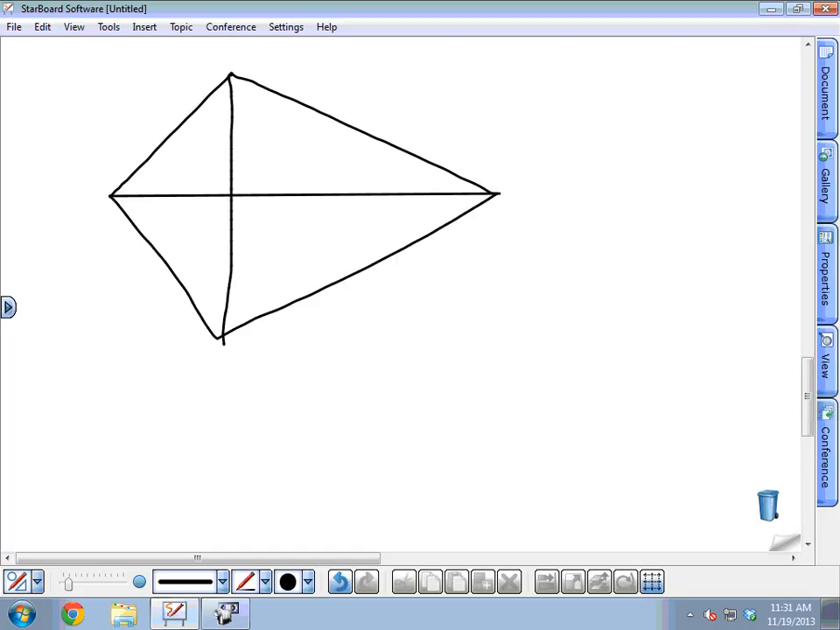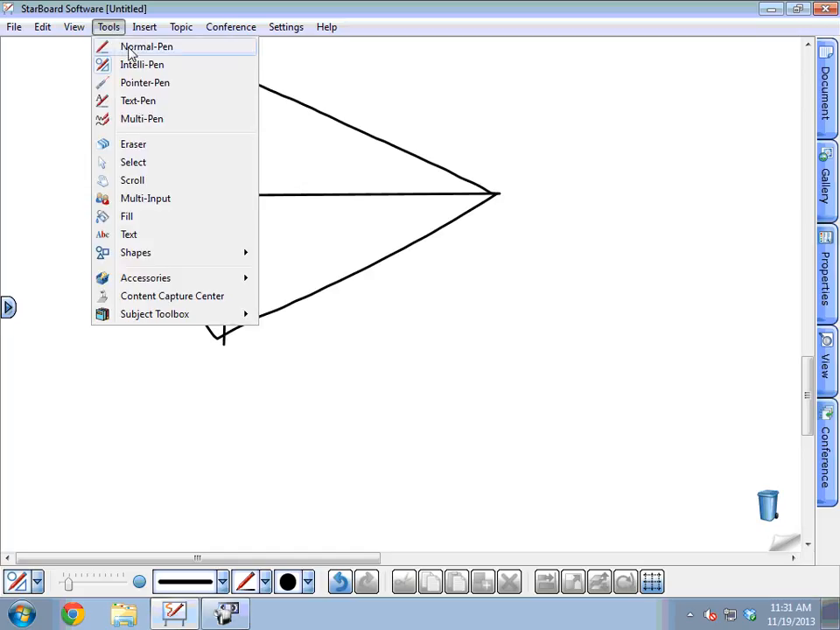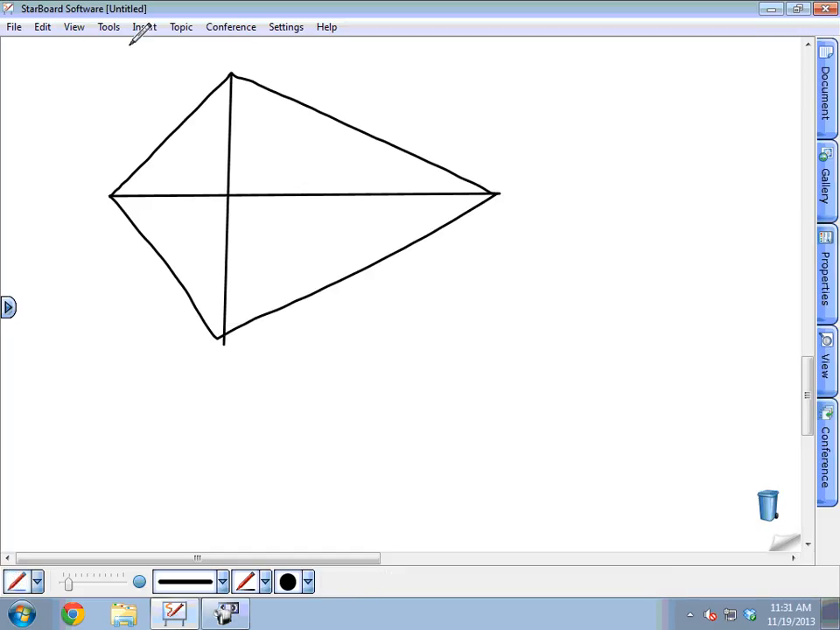So this looks kind of like a kite, right? A little bit. Oh, is this our new lesson? Yeah. Oh, we didn't look right. Oh, okay. I'm just drawing a little diagram here.